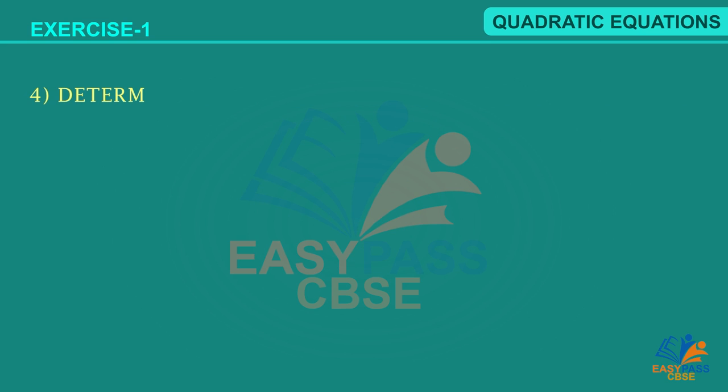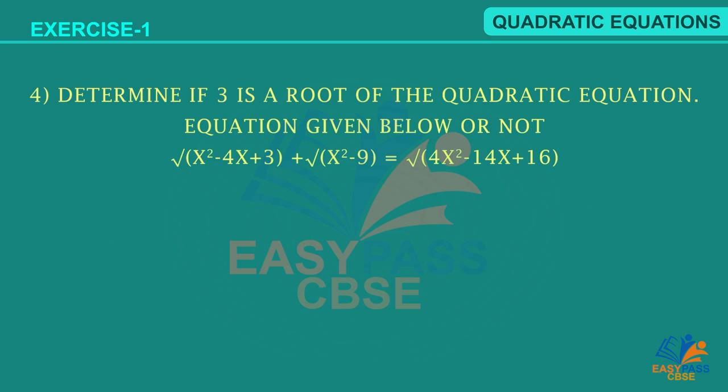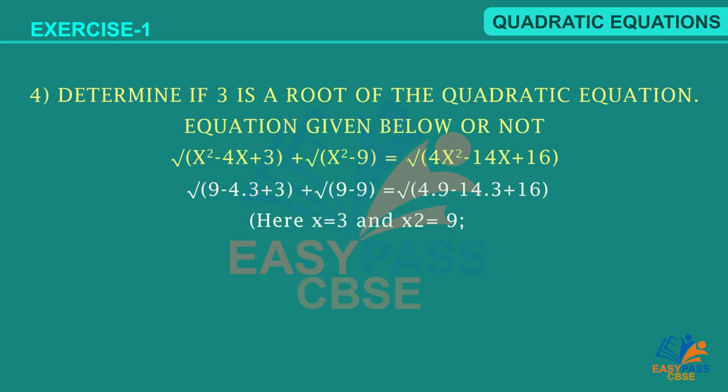Question number 4. Determine if 3 is the root of the quadratic equation given below or not. Given root of x square minus 4x plus 3 plus root of x square minus 9 is equal to root of 4x square minus 14x plus 16. Left hand side, put x equal to 3. You have under root of 3 square minus 4 times 3 plus 3 plus root of 3 square minus 9. So here you get under root of 9 minus 12 plus 3 plus root of 9 minus 9.